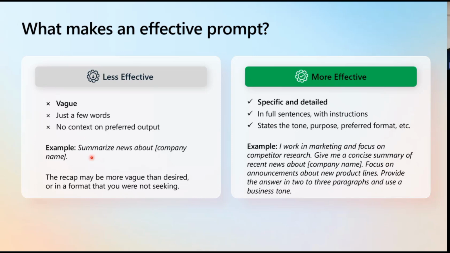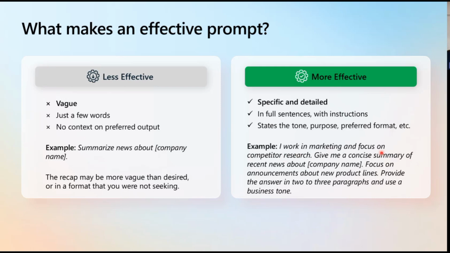This is an example of a less effective prompt. Let's say, summarize news about a particular company. I don't know, you could fix in any company's name here. So this is vague. Summarize news. What news are we talking about? Is it news about profit or loss? Is it news about the employment rate? What news are we talking about here? Right? So if you have a prompt that is well detailed, you get that into Copilot and you get the best results you could get from Copilot.